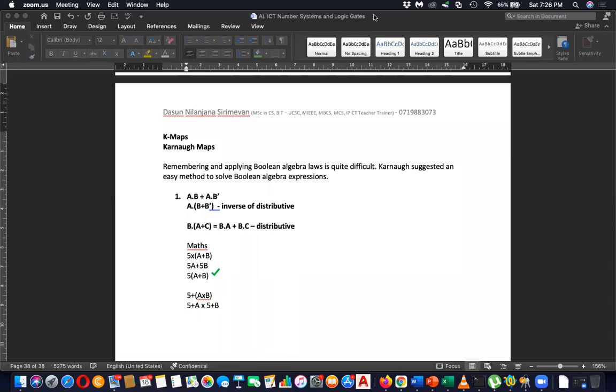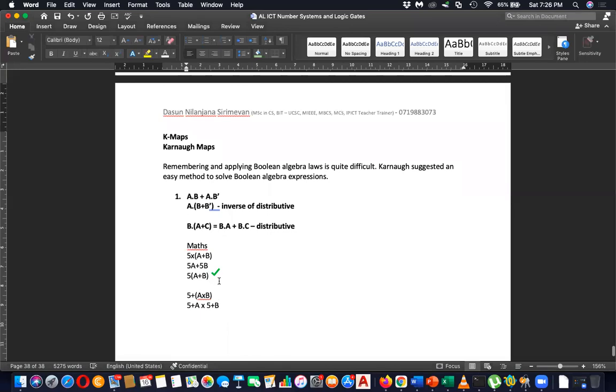Yes, Netuli, is it correct? Correct, sir. You can write like 5 plus A, 5 plus B. Is it? Okay, let's add some values then. Let's put some values and see. So it should give the same answer, right?